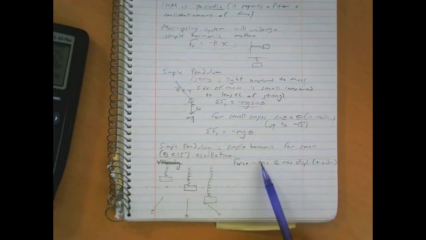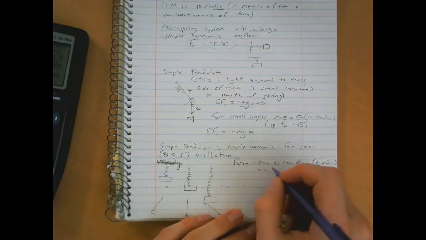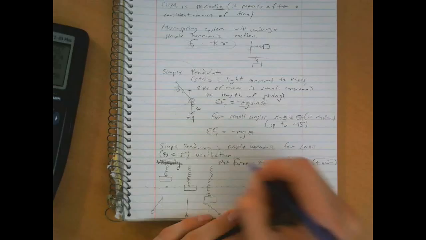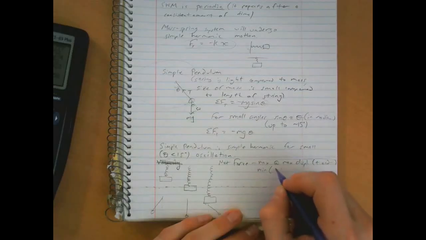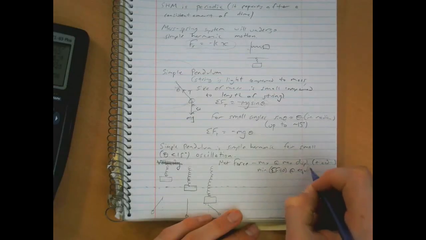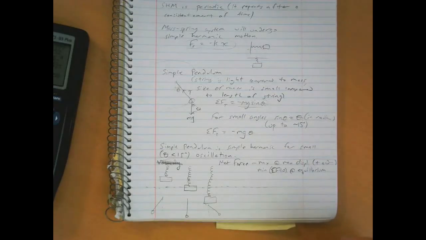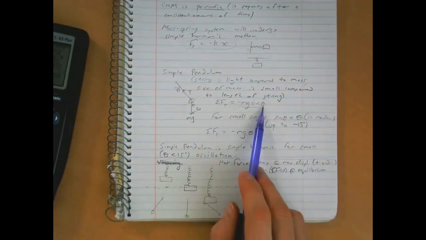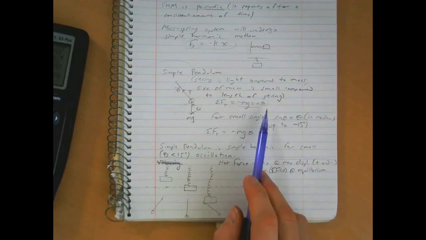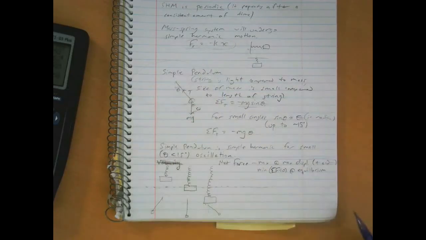So the force is maximum at maximum displacement, and the net force is a minimum. Actually, the net force is equal to 0 at that equilibrium position, the middle position of the mass. And we can see that very clearly. If you plug in 0 for theta, then this whole thing is 0. If you plug in 0 for x, then the force is 0.